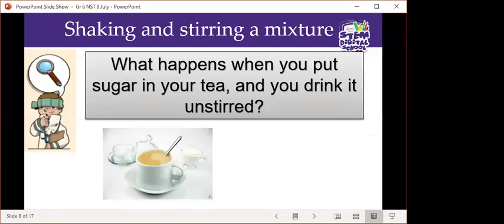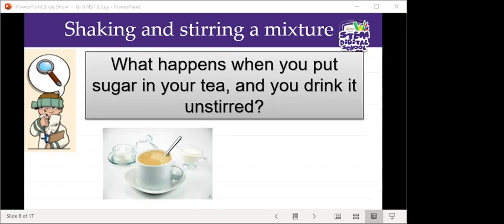If you can just take us through a process where you have probably drunk tea and you forgot to stir your sugar, how did it taste? I see Piwe has raised her hand. I'll unmute you now. It will not taste sweet. Yes, brilliant. Thank you very much, Piwe.